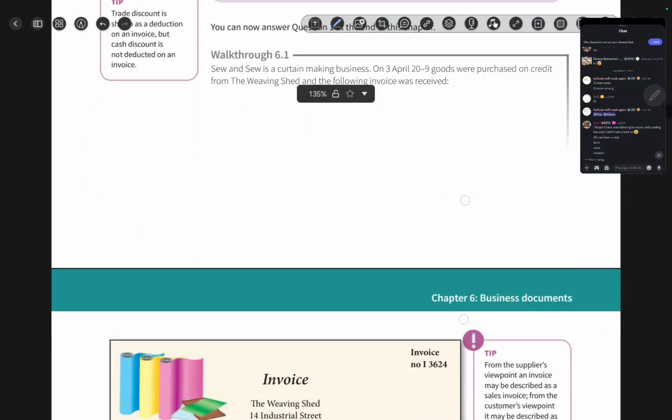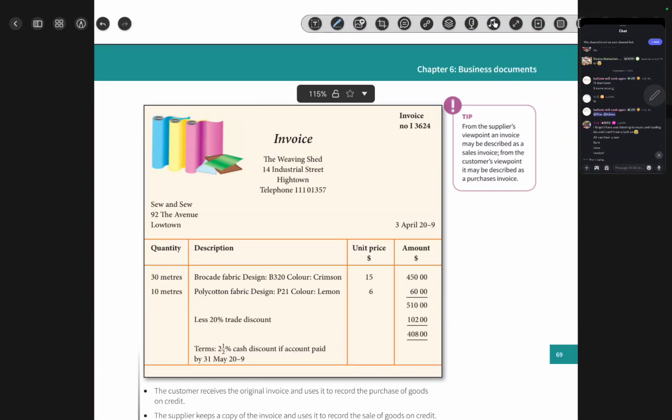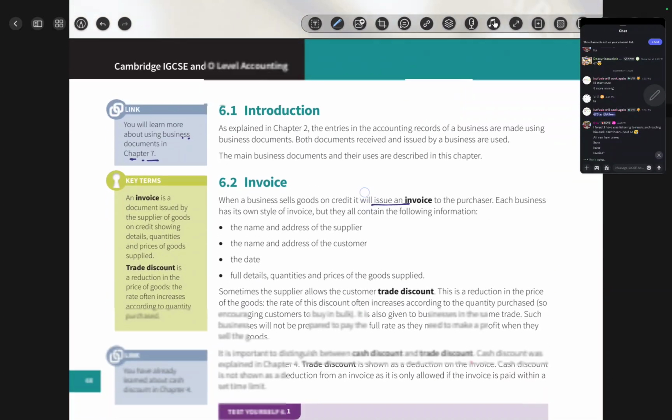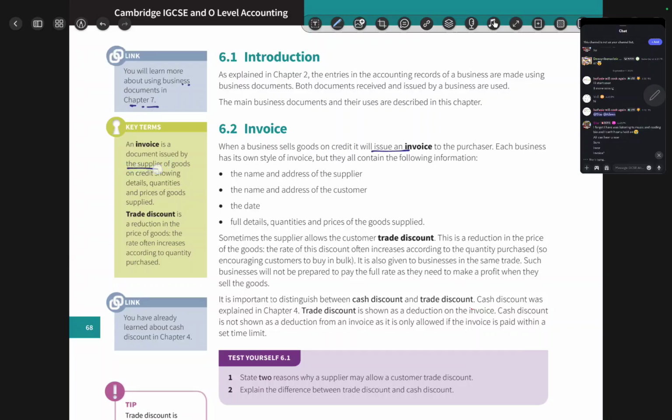Remember that from the supplier's viewpoint, an invoice may be described as a sales invoice. From the customer's viewpoint, it may be described as a purchase invoice. So this tells us that whether you make sales or whether you purchase goods, you will be getting an invoice. When you make sales, you will be the one issuing the invoice because it is issued by the supplier. Okay, and then the customer will receive it. And when the customer receives an invoice, they can record it as purchases. All right, makes sense.